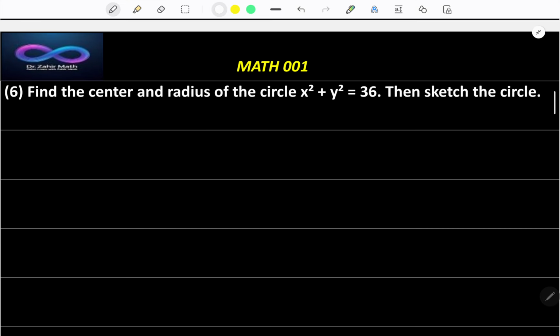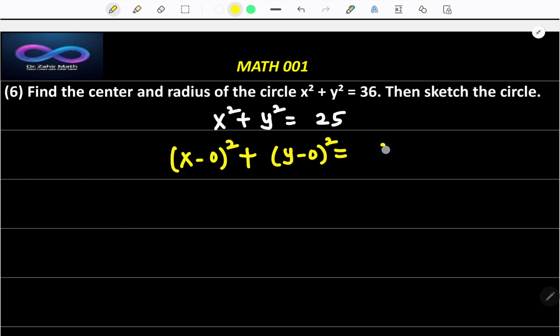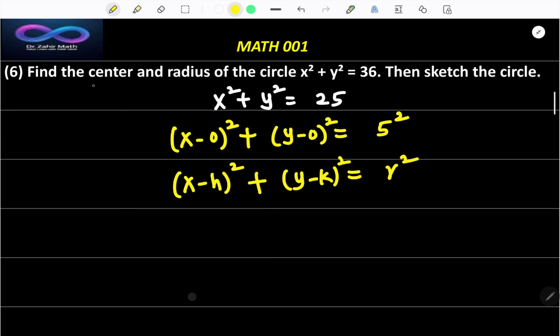Next question is find the center and radius of the circle. Okay, so look here, x square plus y square is equal to what? 25. Can I write this as x minus 0 the whole square and then y minus 0 the whole square equals r square? Yes. So r square means I'm going to write this as 5 square. So what is the general form? x minus h the whole square plus y minus k the whole square equals r square, right? What is the question? They are asking center and radius. So what is the formula for center? Which is h comma k, and radius is what? r.